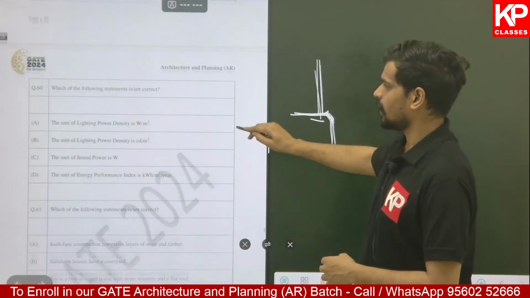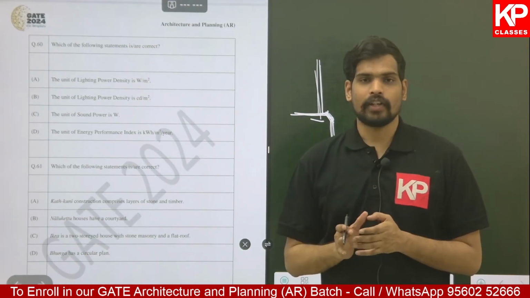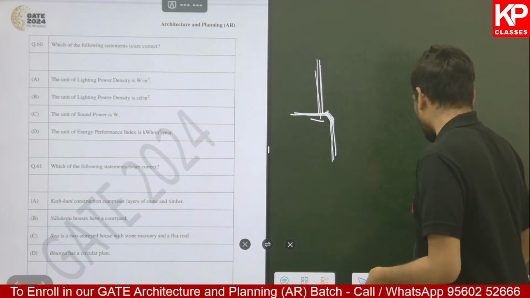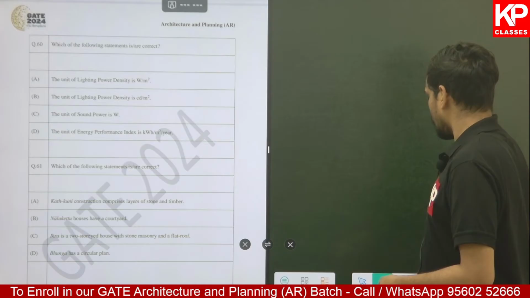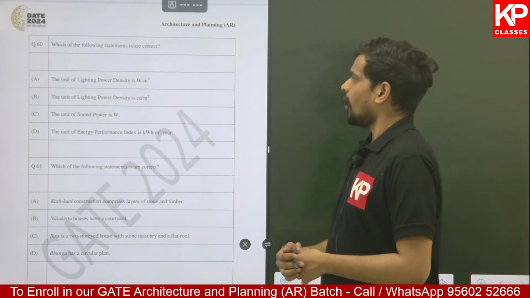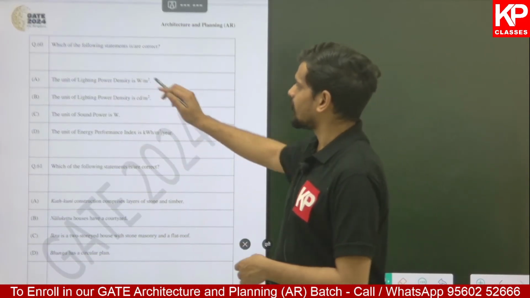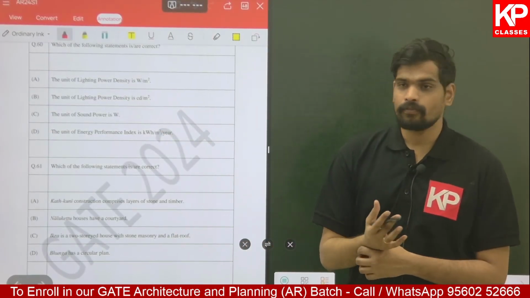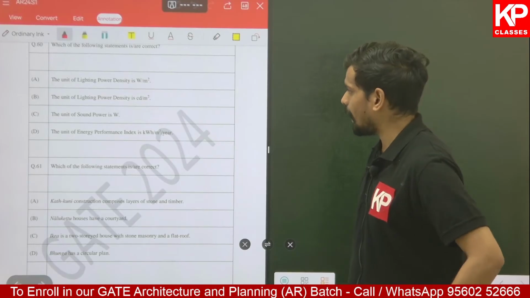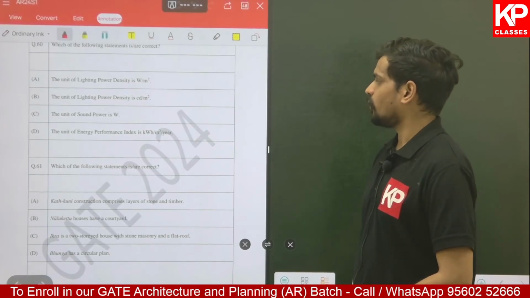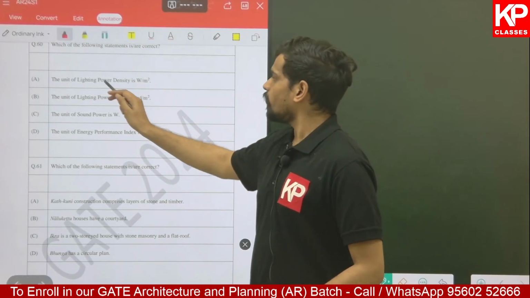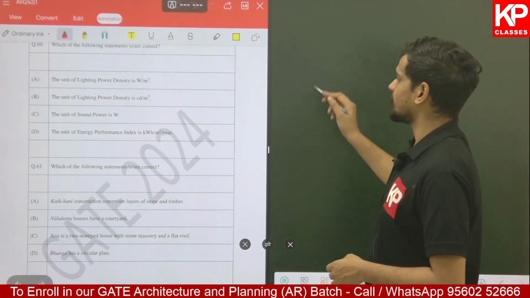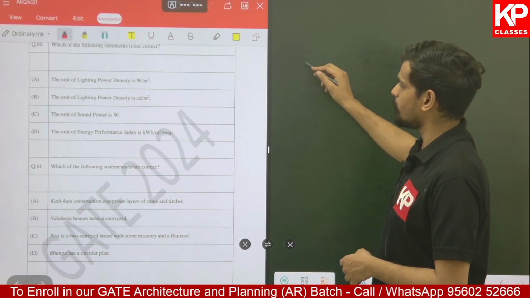59th question it was. Now moving to the multiple select questions. The multiple choice questions of the 2 marks part are done. Let us now move on to the multiple select questions over here. So starting with the first one, question number 60: which of the following statements are correct? Some measurement units from the lighting point of view, lighting and sound both, and energy performance are given. Let us see. The first one, unit of light power density is watt per square meter. Second option, unit for light power density is candela per square meter, cd per meter square.